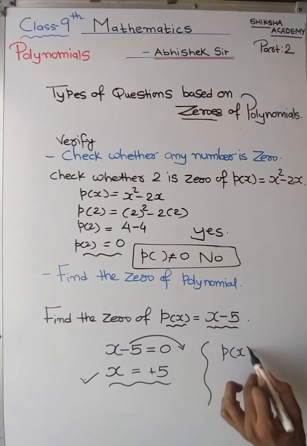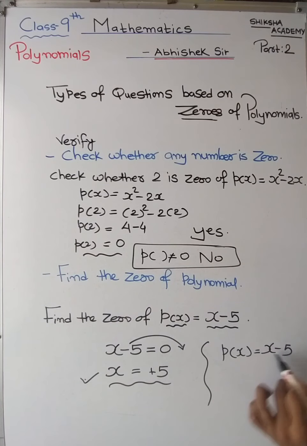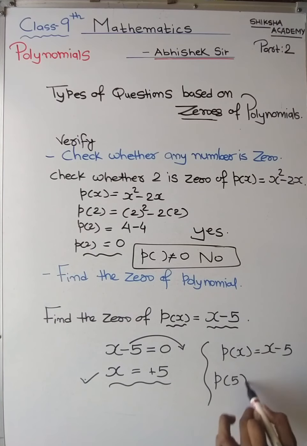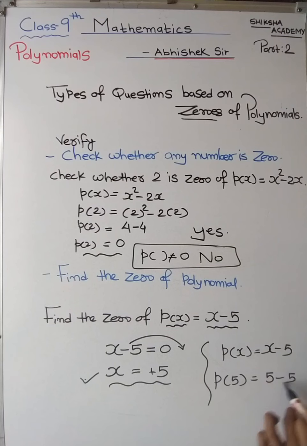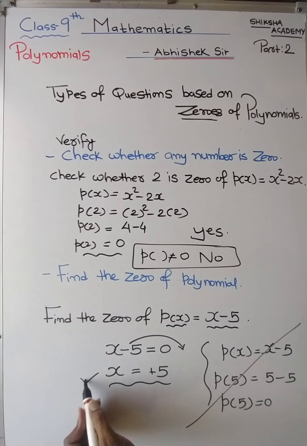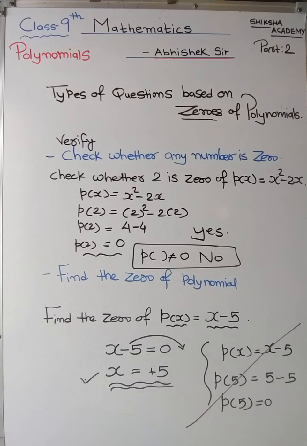You can verify it also. P of x is x minus 5. If you put x equals 5, it will be 5 minus 5. P of 5 will be 0. So you don't have to verify it actually, you just have to find out the value. So these kinds of questions may be asked. Clear? So now let us move towards exercise 2.2.